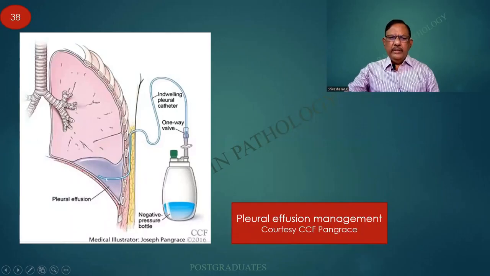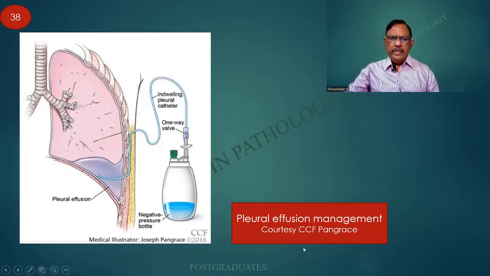This is what I said. This is the water seal drainage. So whenever there is a lung over here and then there is an effusion, it can be collected by means of this. There is a pressure over here, owing to which you find that there is a negative pressure, the fluid accumulates over here and the airway is closed. So pleural effusion can be managed in this way also.